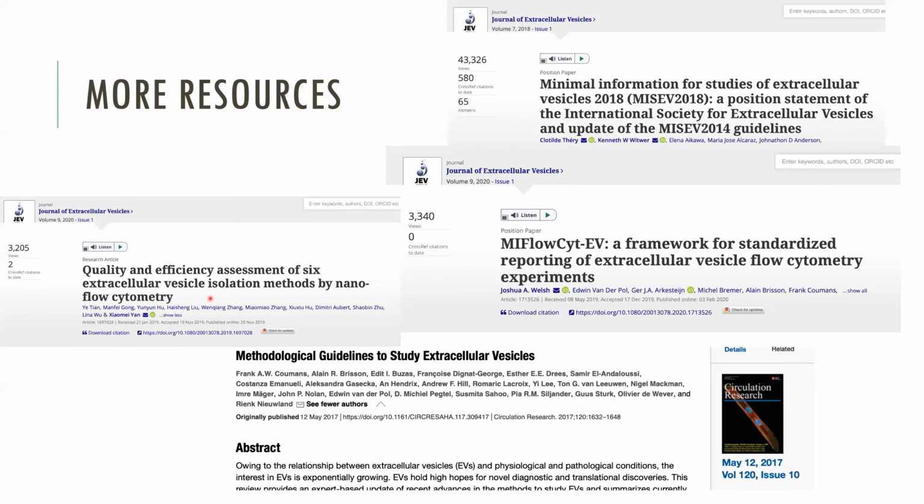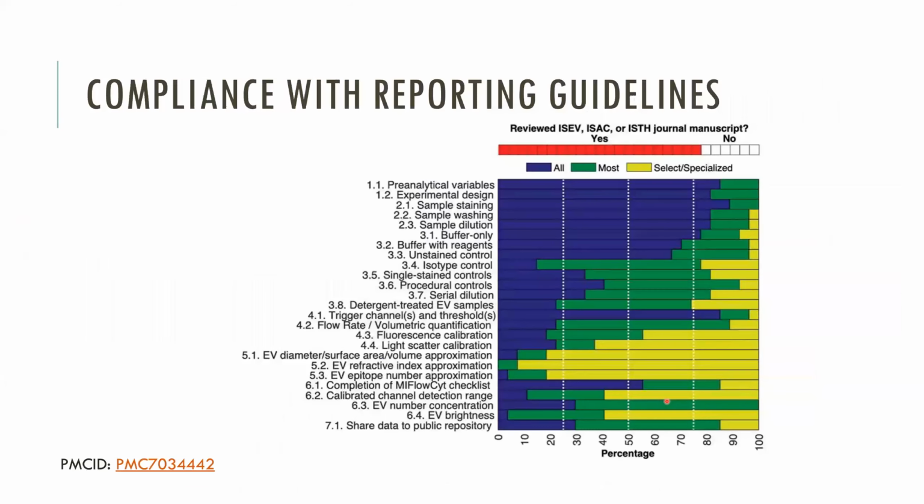There's also a comparison of some isolation methods that you might use for an EV prep, and another one from ISTH, which publishes Circulation Research. That one was also a nice paper to look at. Compliance with reporting standards is a little bit variable. If your paper is reviewed by journals that are run by ISEV or ISAC or ISTH, who develop these guidelines, you are likely to have reported most or all of the things that you should be reporting in these samples. If you are publishing in other journals, you may or may not be, but reviewers will always become more critical of research. So by the time you finish your project, maybe you can't publish it in Science.